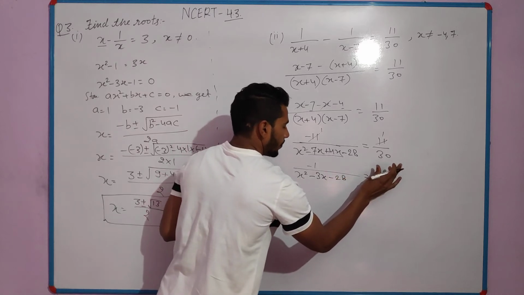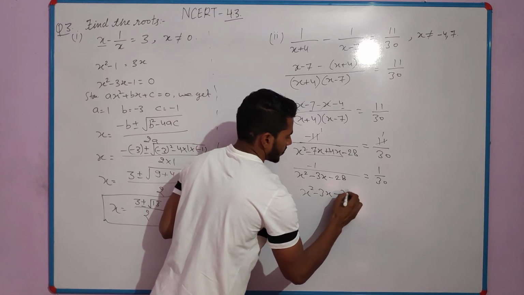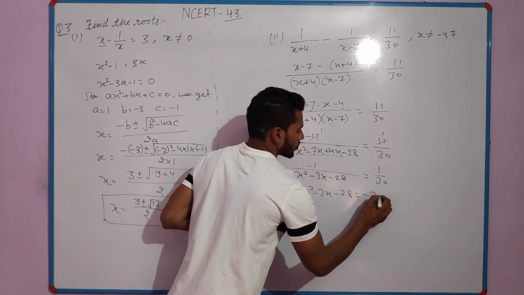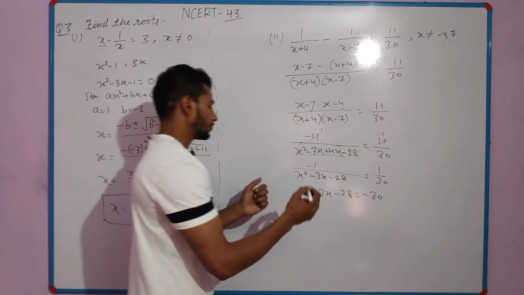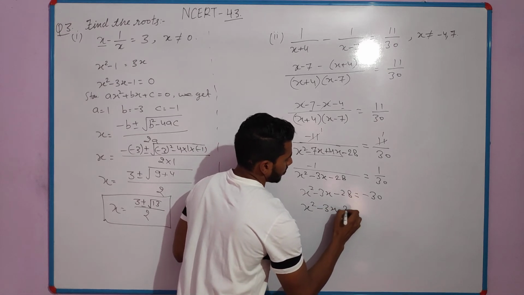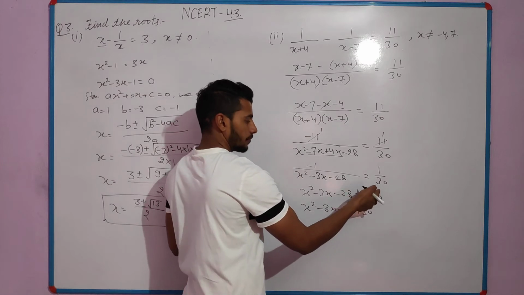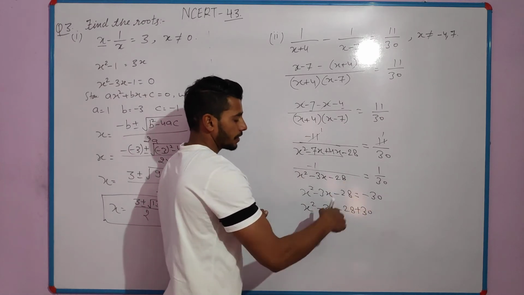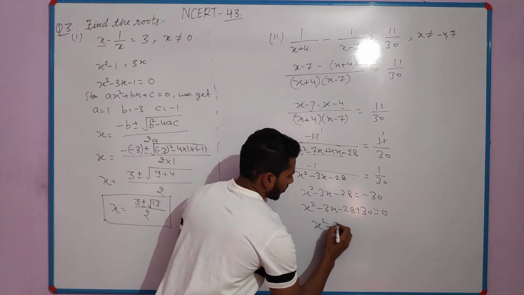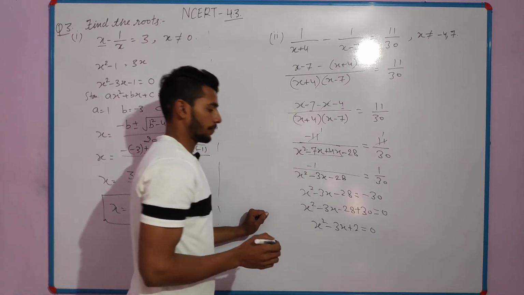Now let's do cross multiplication. So this will be multiplied with 1, so same, x square minus 3x minus 28 is equal to 30 will be multiplied with minus 1, so this becomes minus 30. So x square minus 3x minus 28 plus 30. If we transfer minus 30 on the left hand side, this will become plus 30, which is equal to 0. So x square minus 3x plus 2 is equal to 0.